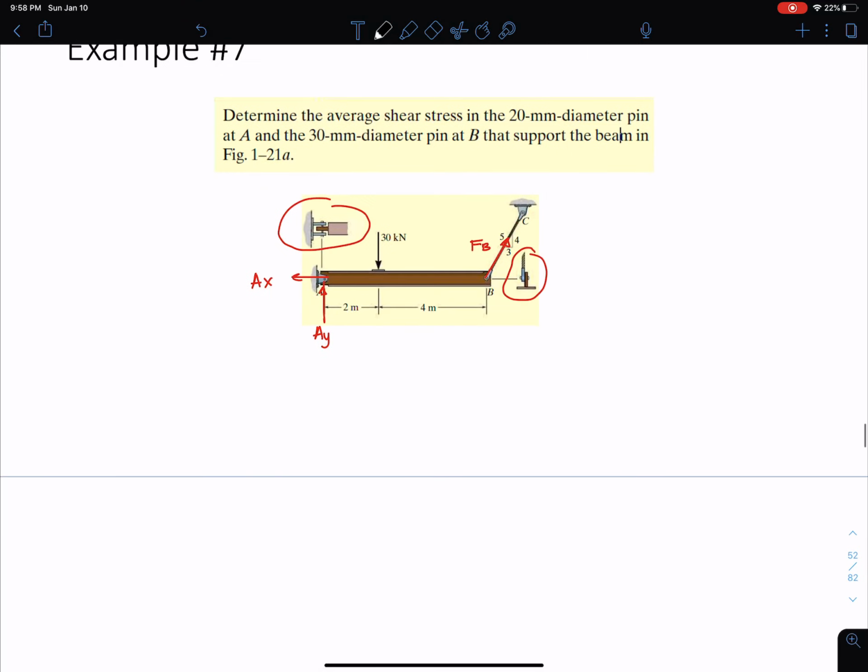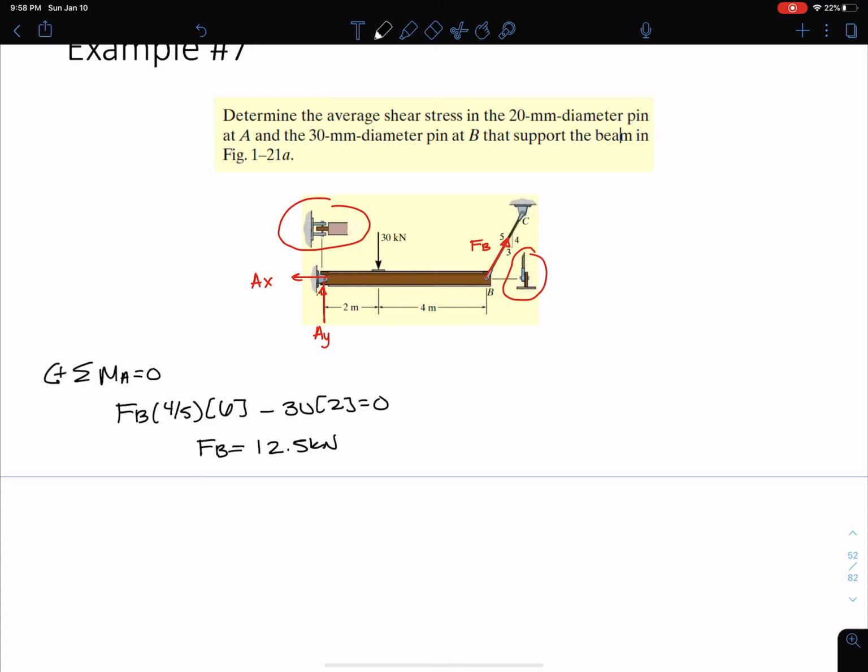Okay, the first thing we're going to do is try to solve for all these forces and reactions. So let's sum our moments about point A, set that equal to 0. This is equations of equilibrium. I have FB, the 4/5 component, which is 6 meters away, minus 30 times 2 meters away, and I can directly solve for FB, which is 12.5 kilonewtons.